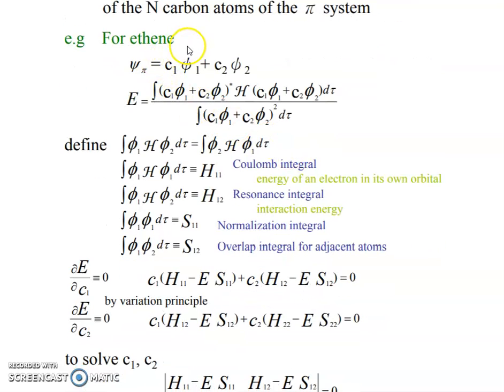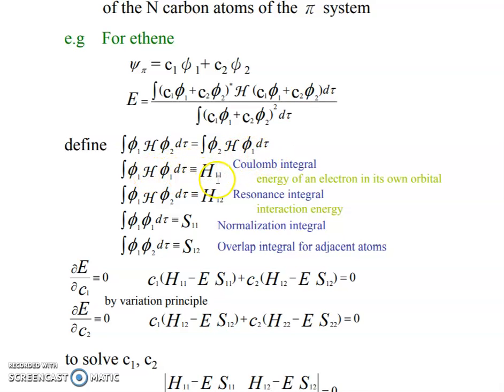So for ethene, psi pi is equal to C1 phi 1 plus C2 phi 2. Energy is the integral of C1 phi 1 plus C2 phi 2, operator H, C1 phi 1 plus C2 phi 2 d tau, divided by the integral of C1 phi 1 plus C2 phi 2 squared d tau. So define the integral of phi 1 H phi 2 d tau and the integral of phi 2 H phi 1 d tau.